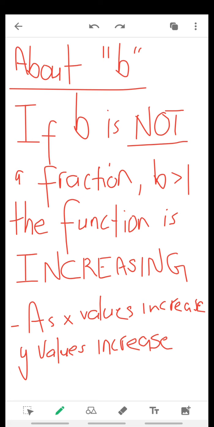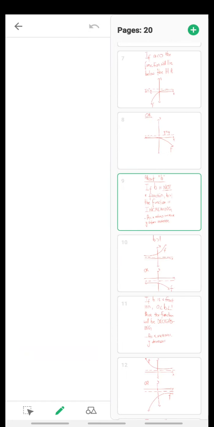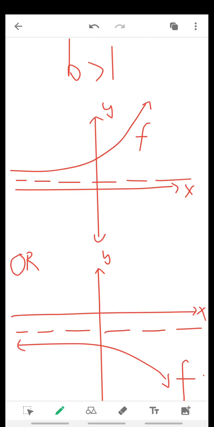So you look at the value of b: is it a fraction or not a fraction? Then you can tell whether it is increasing or not. So what do we mean when we say a function is increasing? We're saying as x values increase, the y values are also increasing. Then in terms of the graphing, this is how the graphs will look. In this case, since the graph is above the horizontal asymptote, we can assume that a is positive. But what I want us to look at is the function of b. As the x values are getting bigger to the right, the y values are also getting bigger upwards. So it's an increasing function because b is not a fraction.